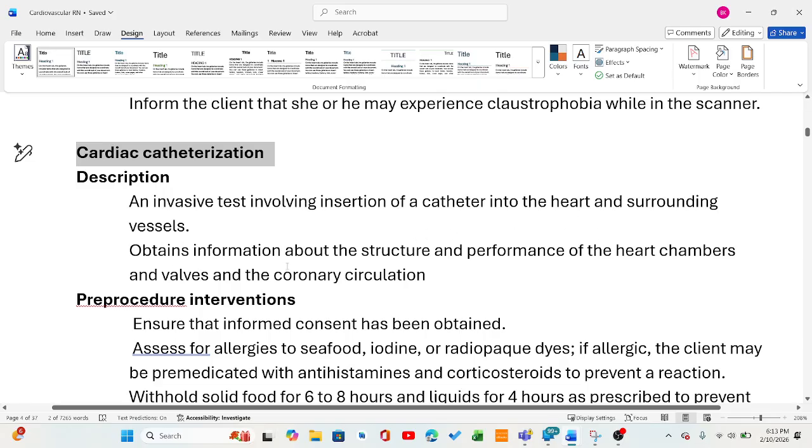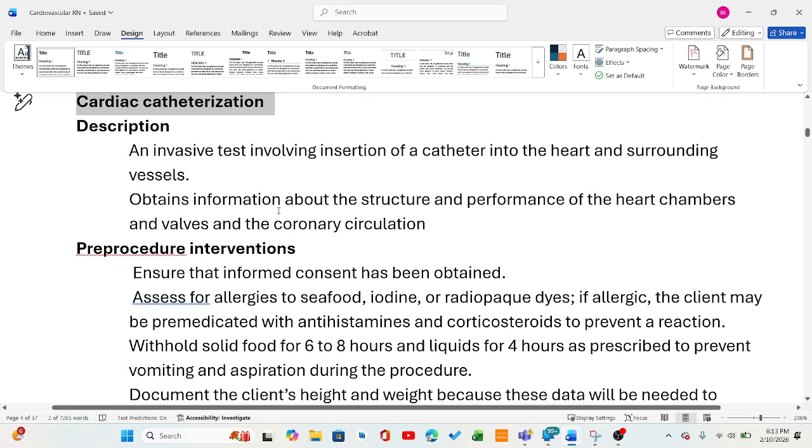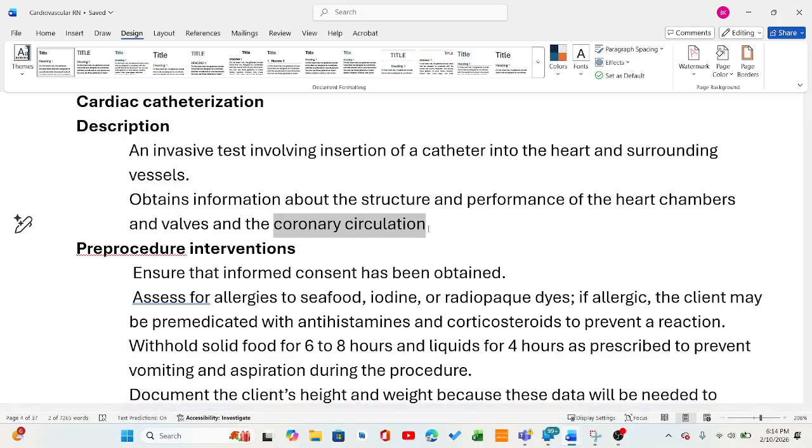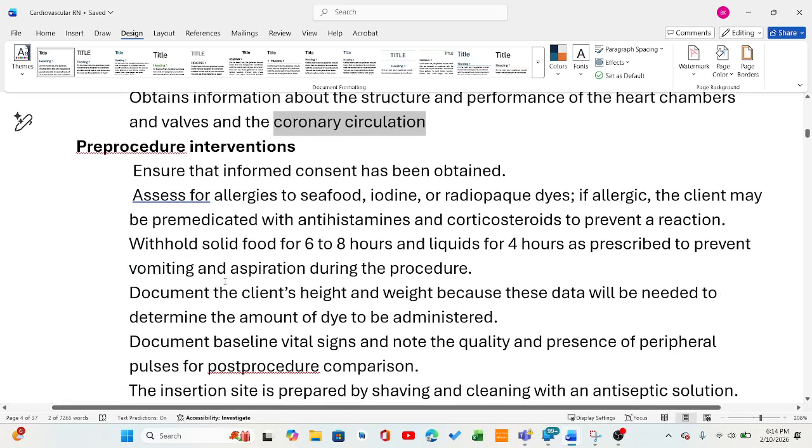So you have to obtain an informed consent before this patient goes for that. The main reason why we also do the cardiac catheterization is that it helps us obtain information about the structure and performance of the heart chambers. And so when something is not right, the cardiac catheterization will help us identify that, either it's a valve problem or there is a blockage in the coronary arteries. So when there's a clot over there, with the cardiac lab, they're able to figure out and also take care of that or find out what to do.